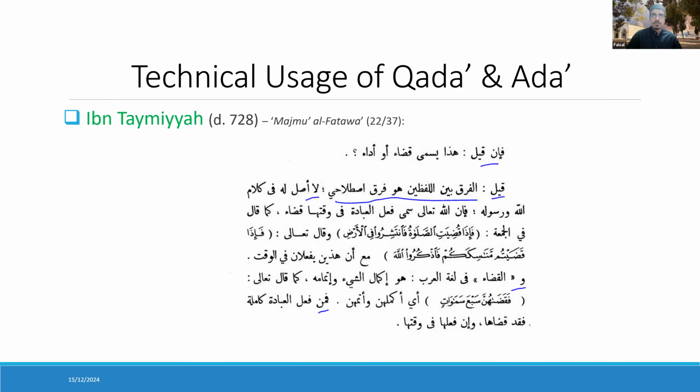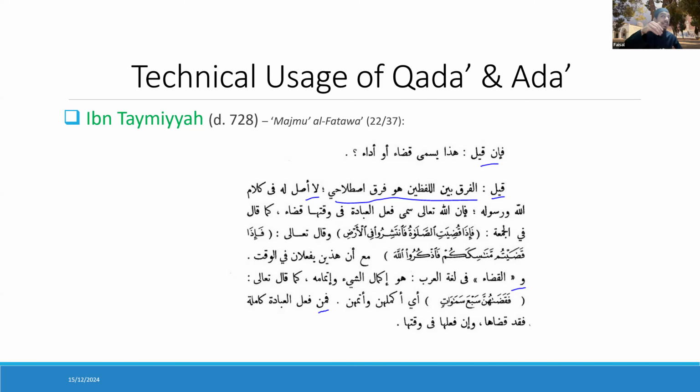So he says, فَإِنْ قِيلْ هَذَا يُسَمَّى قَضَاء أو أَدَاء. Like, this particular thing that's being discussed, is it termed qada or ada? Right? And so he responds, he says, قِيلْ الْفَرْقُ بَيْنَ اللَّفْظَيْنِ هُوَ فَرْقٌ إِصْطِلَاحِي. That the distinction between qada and ada is simply a technical distinction that you're making, a juristic definition.